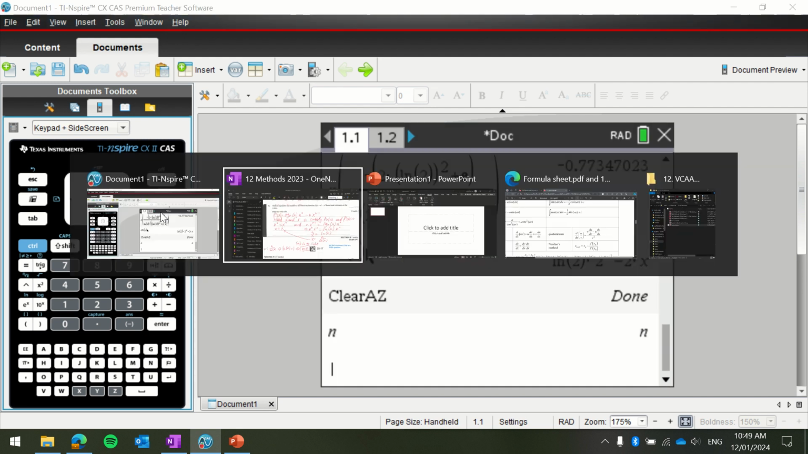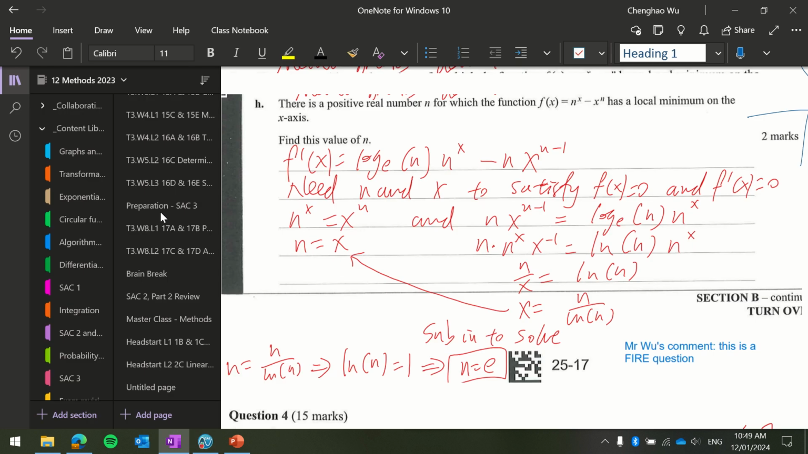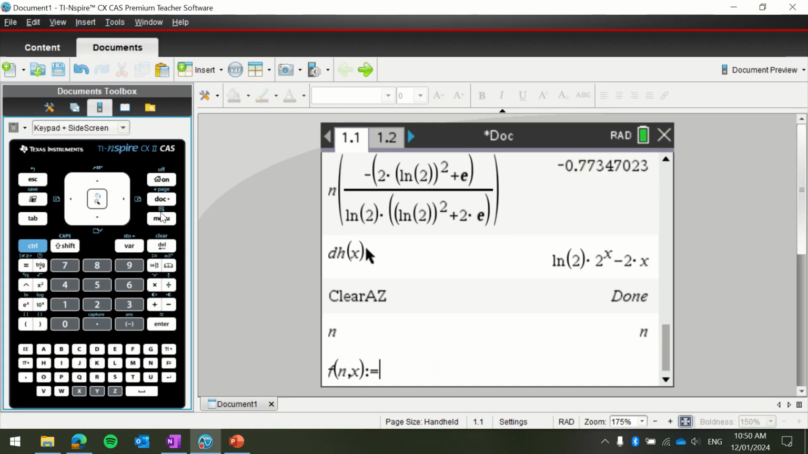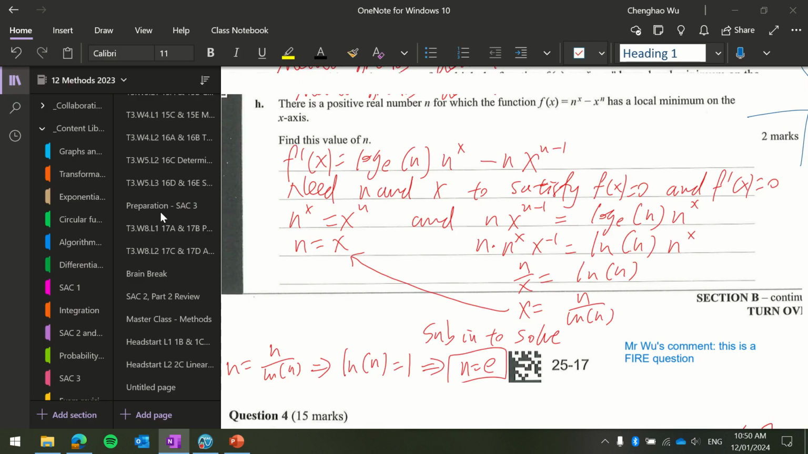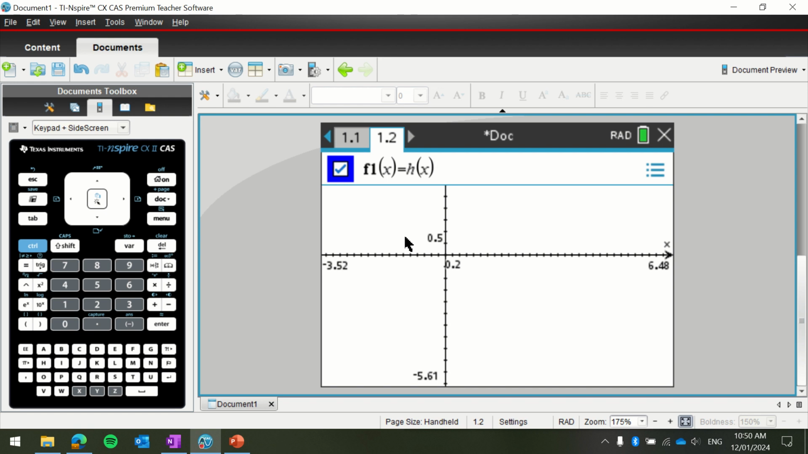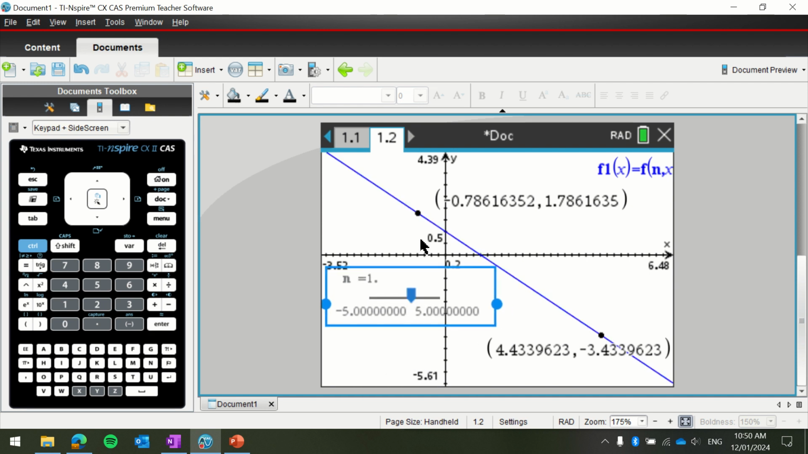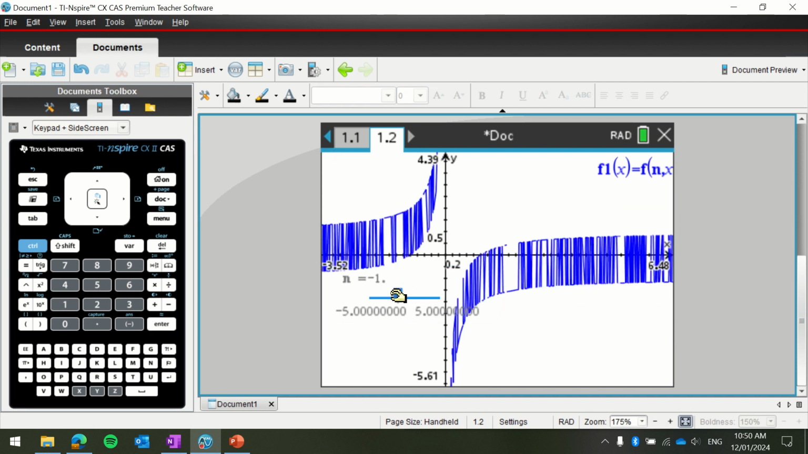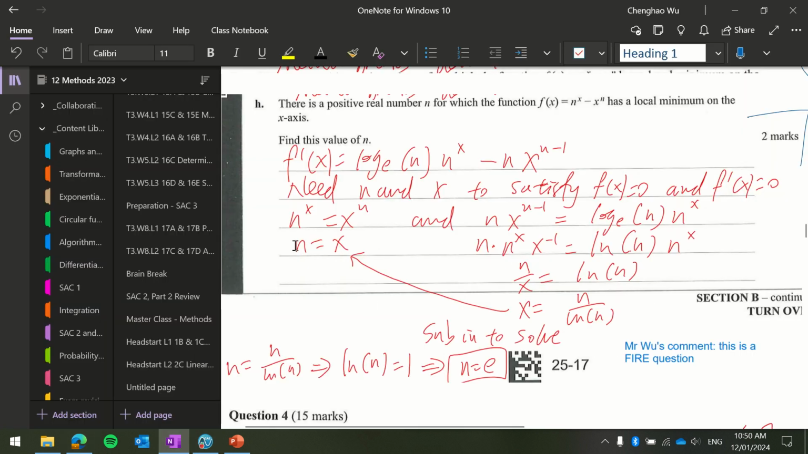Okay, so the function is f. I'm going to define it in terms of n and x, and I get n to the power of x minus x to the power of n like this. And my beautiful slider is going to come into play. Slider. Here we go. Okay, so the slider is working.